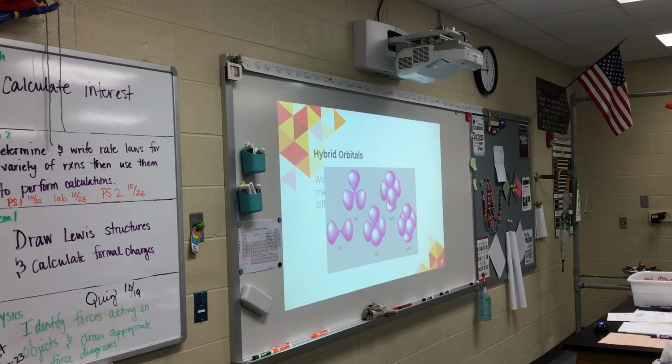It's the d orbitals. Those d orbitals can hybridize with the s and p. And when they do that, if we put in one s, we put in 3 p, and we put in a d, now we can form 5 bonds.